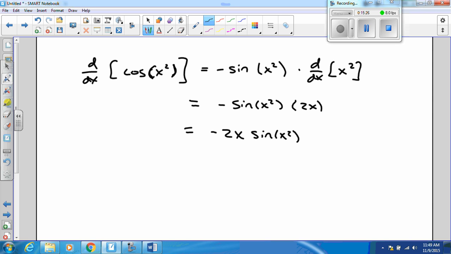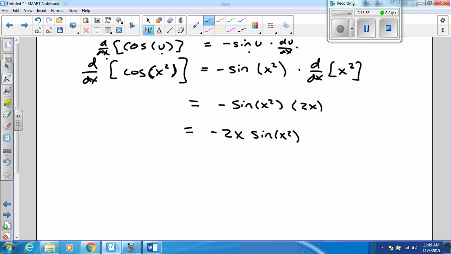So we would think about this as cosine of u, and that should be equal to negative sine of u times du dx. That would be the way that Leibniz would write that. So the derivative with respect to x of cosine u would be negative sine u times du dx. And there's our chain rule.